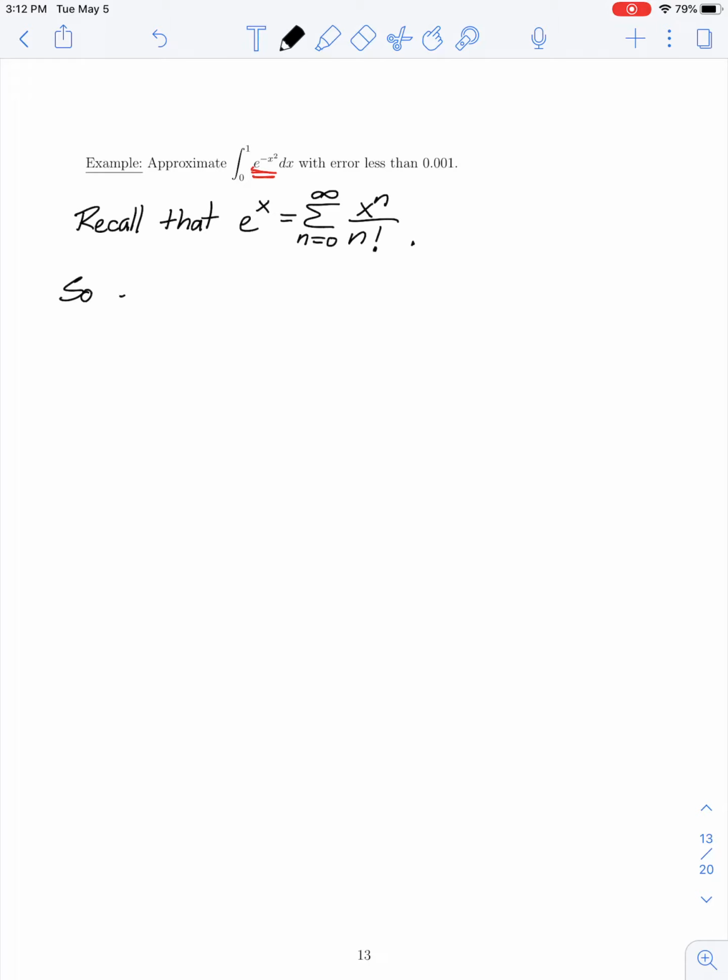So if we want a Maclaurin series for e to the negative x squared, we would simply replace x with negative x squared in our Maclaurin series. So we have negative x squared to the nth power over n factorial, which we can then rewrite as the sum from 0 to infinity of negative 1 to the n times x to the 2n over n factorial.